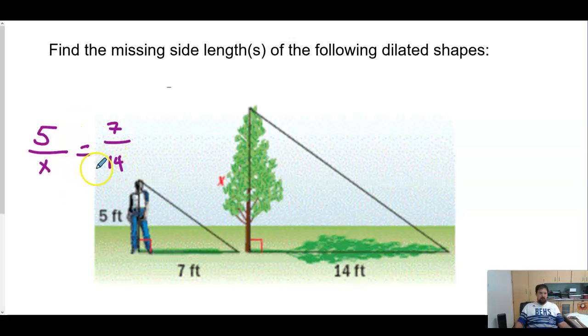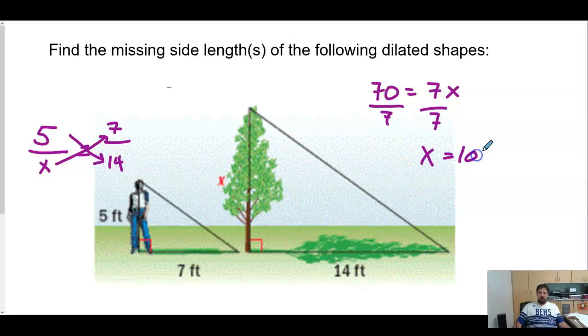Okay, and then we're going to cross multiply. Some of you maybe see, well, 7 times 2 is 14, so 5 times 2 is going to be 10. That's one way to do it, or we can cross multiply. 5 times 14, that gives me 70, sorry. And then x times 7 is 7x. Divide both sides by 7, and we get x equals 10.